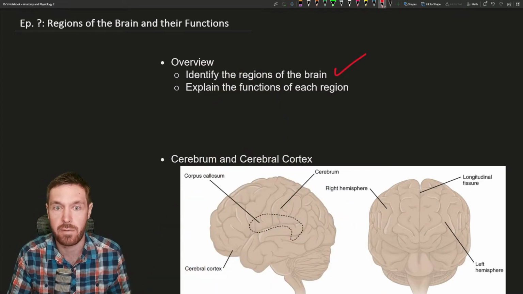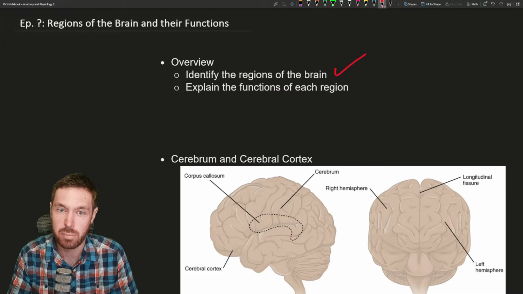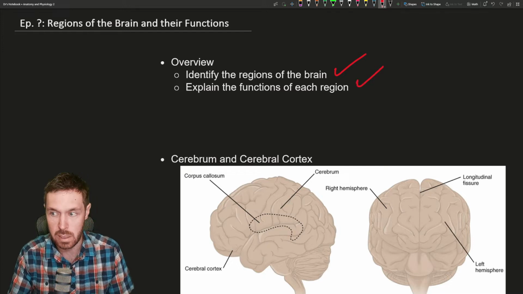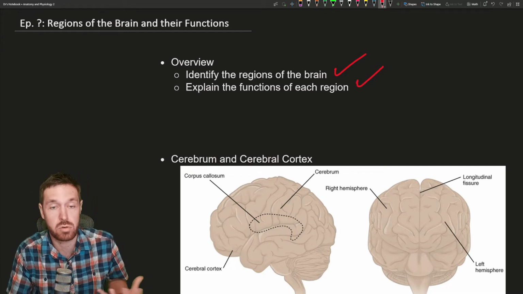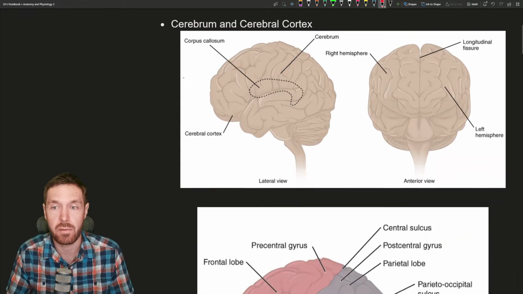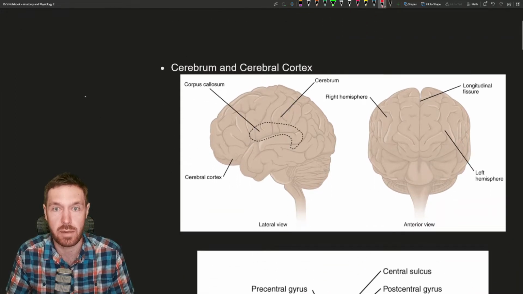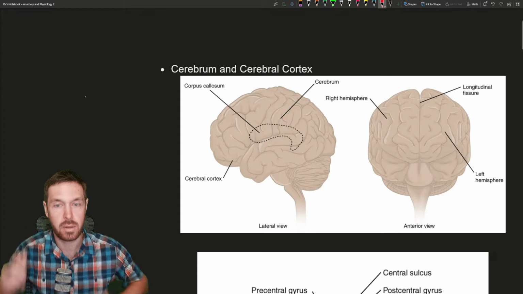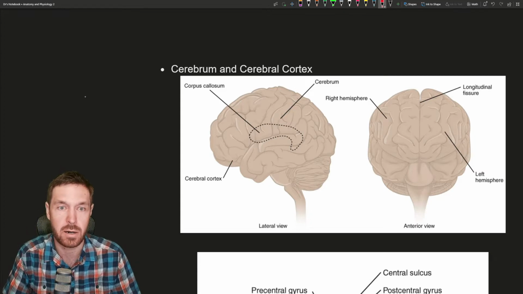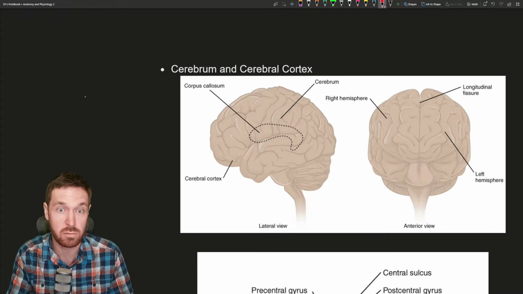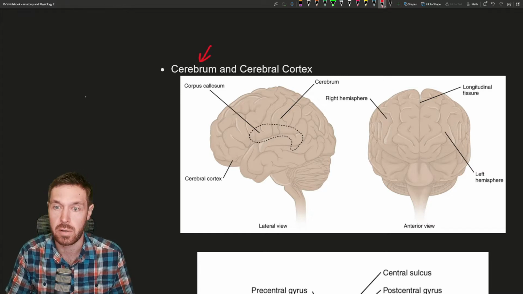So, like I said, we're going to identify the regions of the brain and explain the functions of each region and how they control our body. First up are the two hemispheres of the brain. I wish I brought a brain model home with me for the recording here. But we have the two cerebral hemispheres, or the cerebrum, right here. So there's a right hemisphere and a left hemisphere.